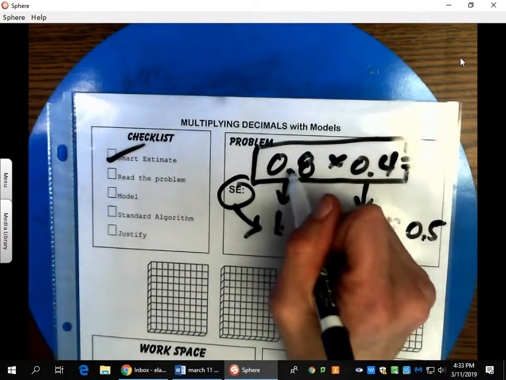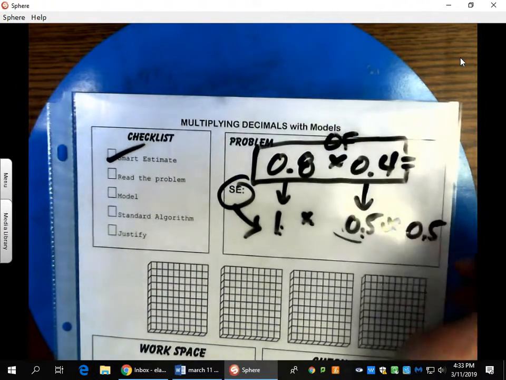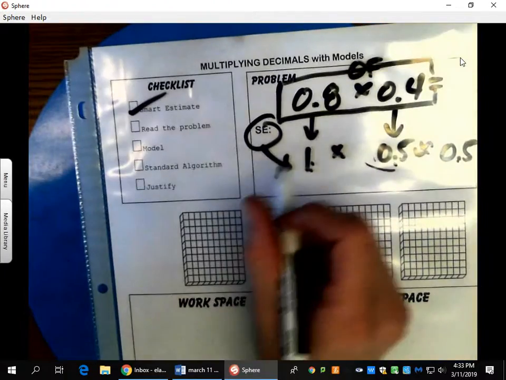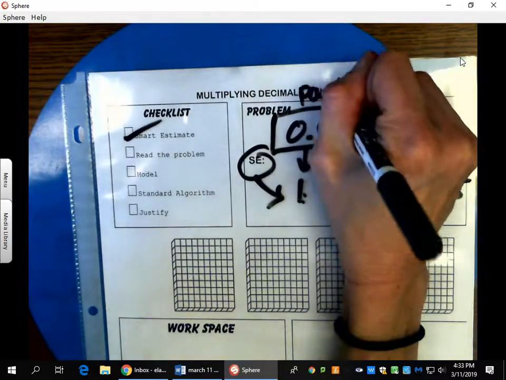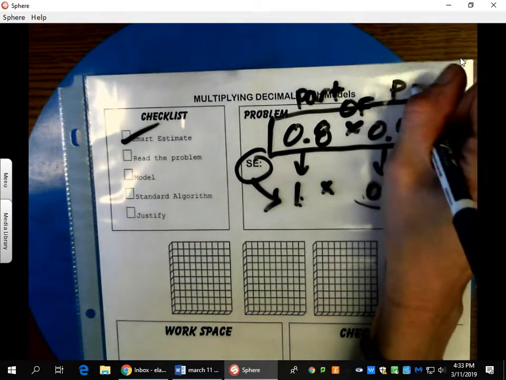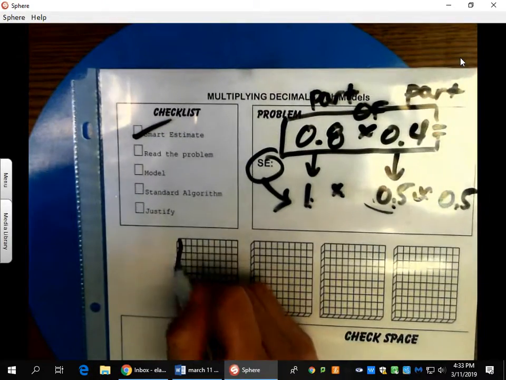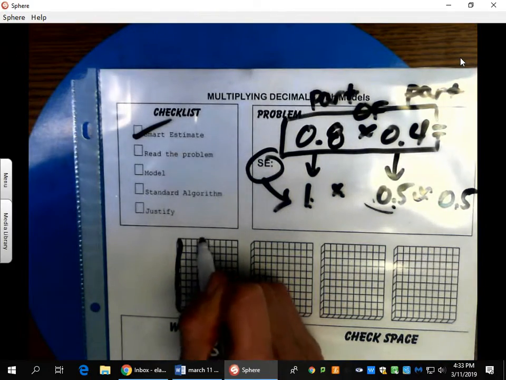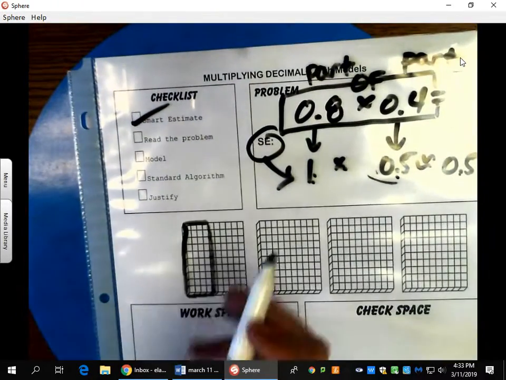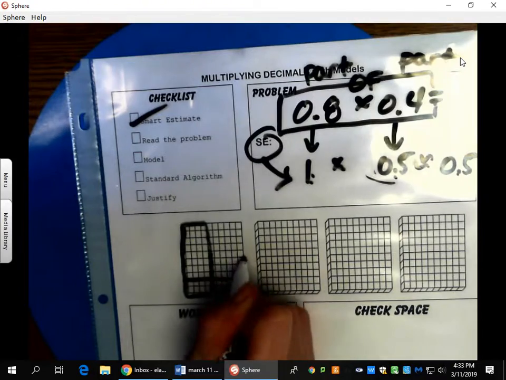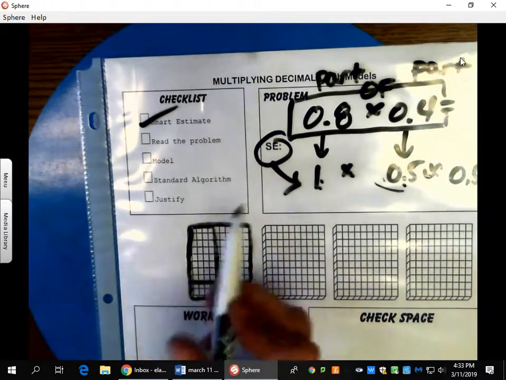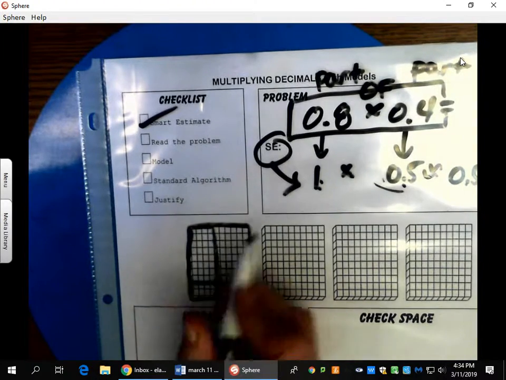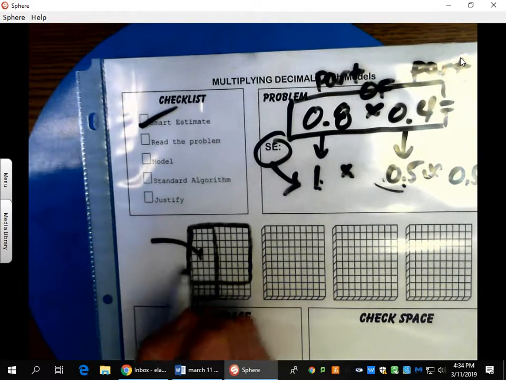I need 8/10 of 4/10. Okay, so 8/10 of 4/10. So it's kind of like a part of a part. So I must have 4/10. See how I showed 4/10? And I need 8/10 of the 4/10. So that means my answer is this part where they overlap into here.